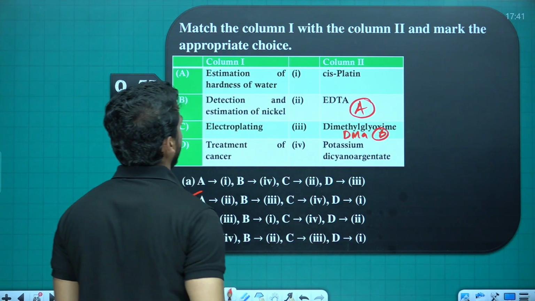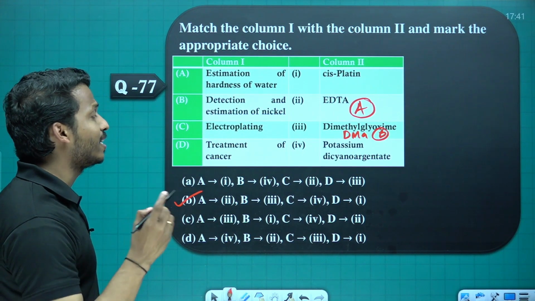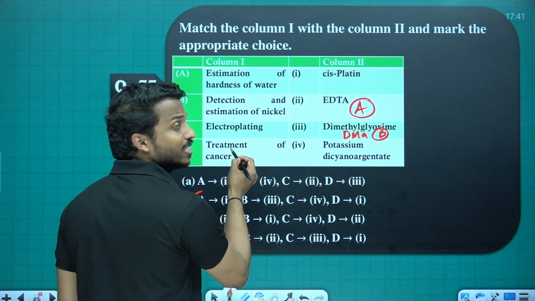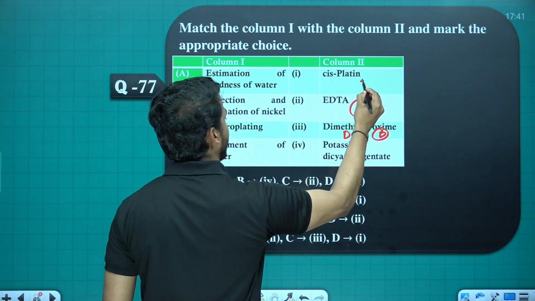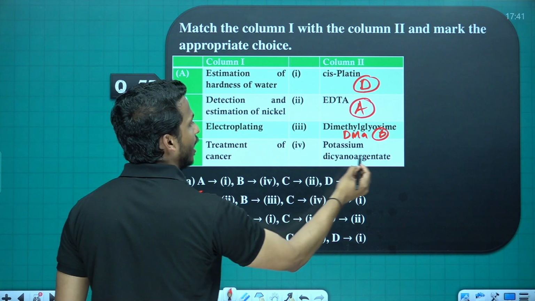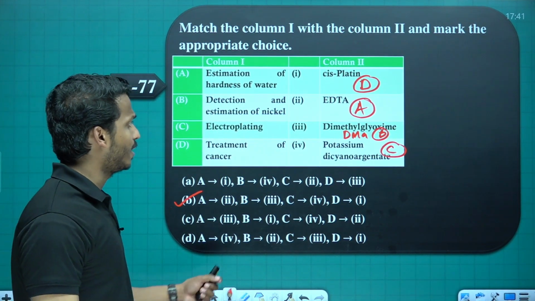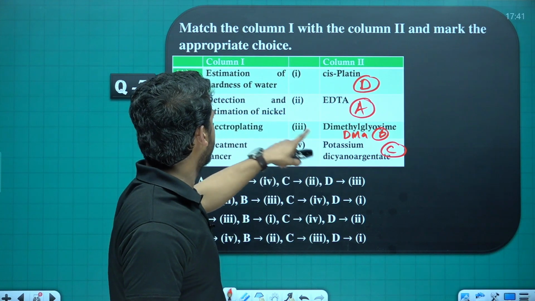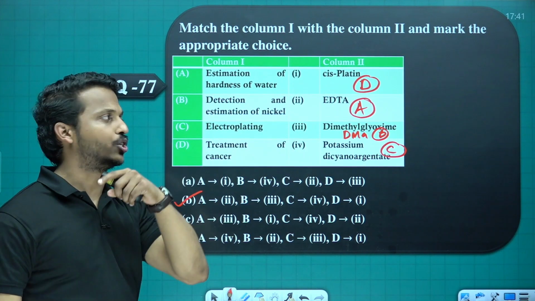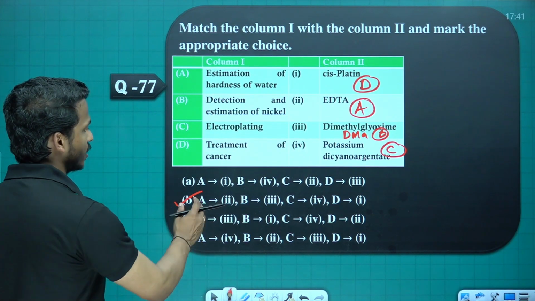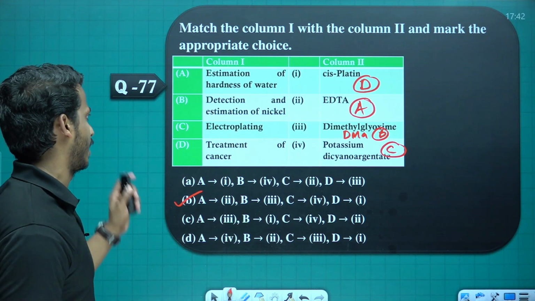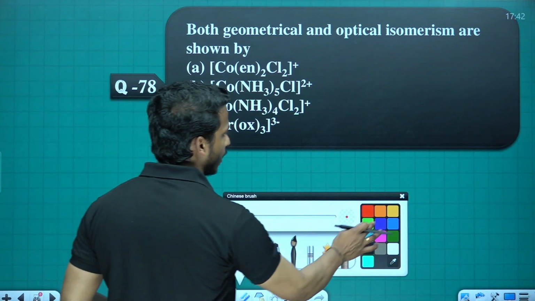This is B with 3. Electroplating is there, cancer treatment is there. I think for cancer treatment you may have studied cisplatin, right? That is D. And electroplating is which one? Potassium dicyanoargentate. So basically, except for electroplating, all others are mentioned in the textbook. So the overall answer is A2, B3. Yes, correct.